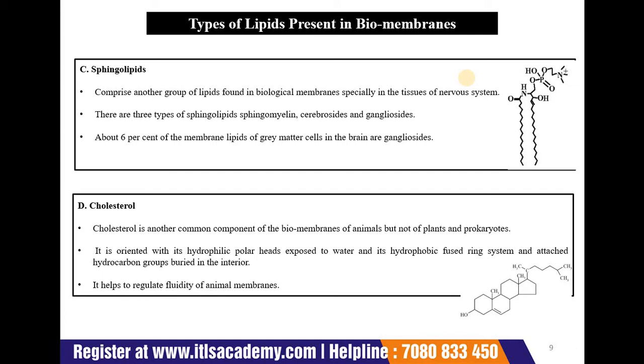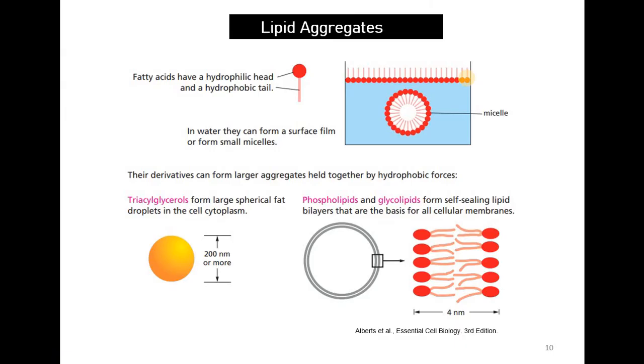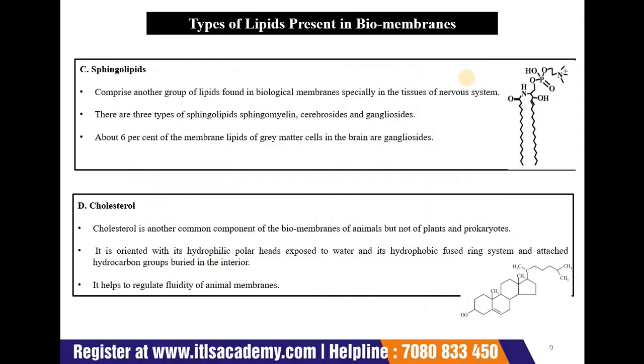Now the fourth type of lipid which is present in biomembrane is cholesterol. It is the third major lipid, a compact rigid hydrophobic molecule. It is another common component of the biomembranes of animals, but not of plants and prokaryotes. It has a polar hydroxyl group at the C3 carbon. It is oriented with its hydrophilic polar head exposed to water, and its hydrophobic fused ring system, which is attached to hydrocarbon groups, buried in the interior. It helps to regulate the fluidity of animal membranes.